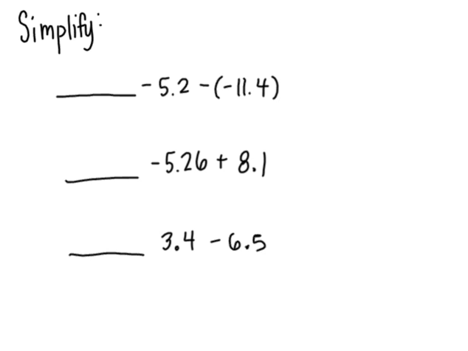Remember, if you have two negatives back to back, that means a positive. Rewriting this problem, it would actually be negative 5.2 plus 11.4. At this point, I see that I have different signs. Different signs tell me to subtract. When I subtract decimals, I'm going to put the larger number on top, so 11.4 goes on top, and 5.2 goes on the bottom.